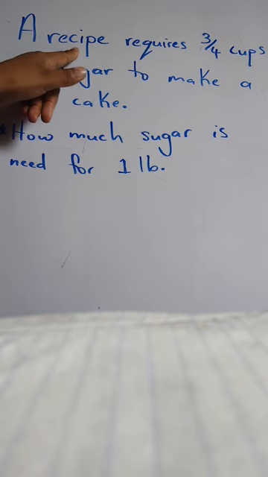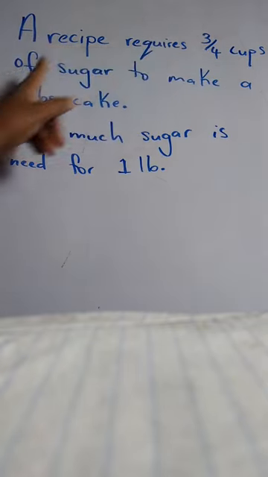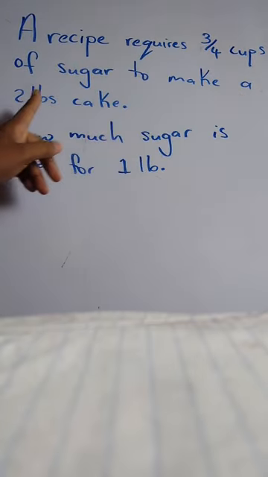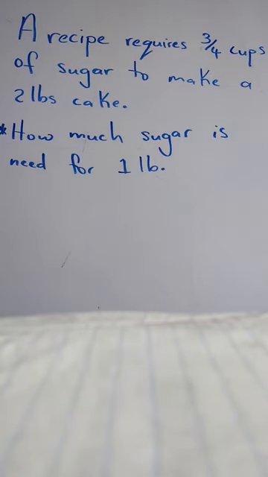It says a recipe requires 3/4 cups of sugar to make a 2 pound cake. So we're making a cake. The cake is going to be a 2 pound cake, and we require 3/4 cups of sugar. If you're a baker, like myself, you want to ensure that your proportions are accurate so that the result is excellent. You don't want it to be too sweet. You want it to be just right.